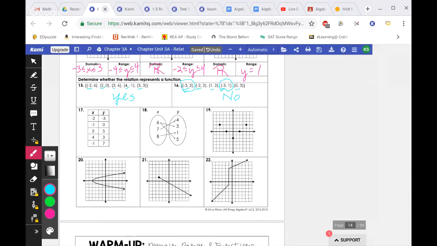All right, number 17, given in a table format. -2, -1, 5, 4, -1. We got a repeat. So this would not be a function. Okay. So now for number 18, like I told y'all yesterday, for me, the mapping, I need to legit write down the ordered pairs.